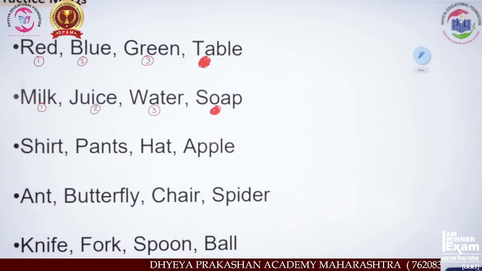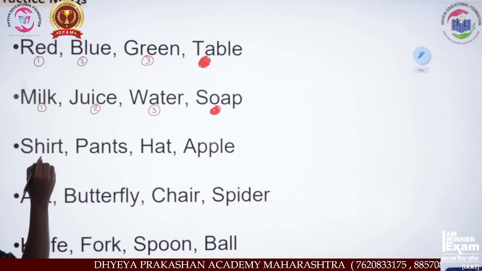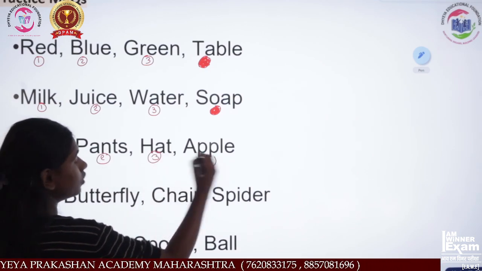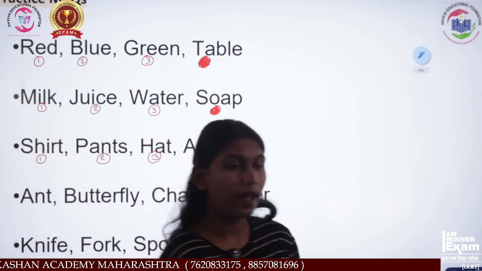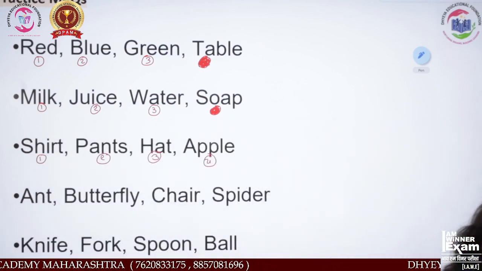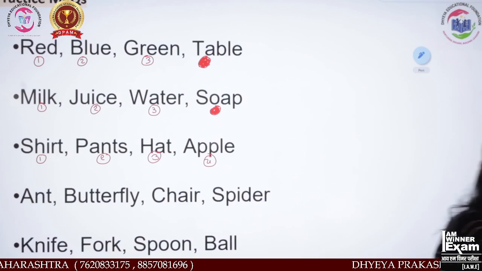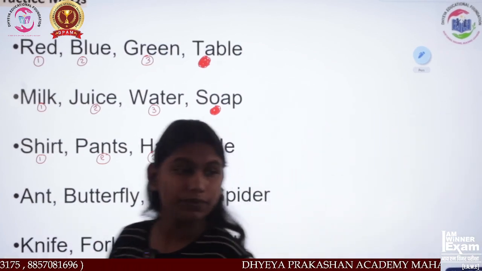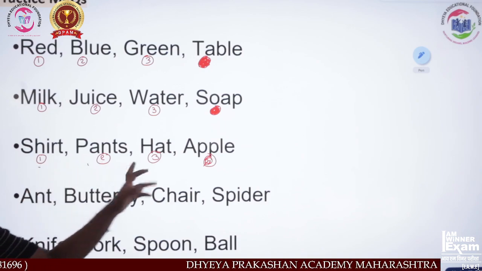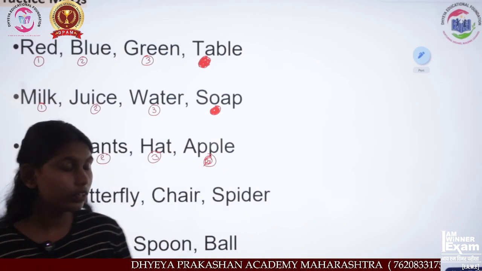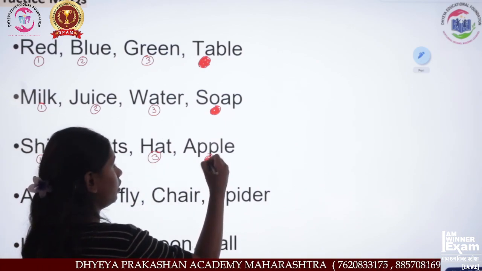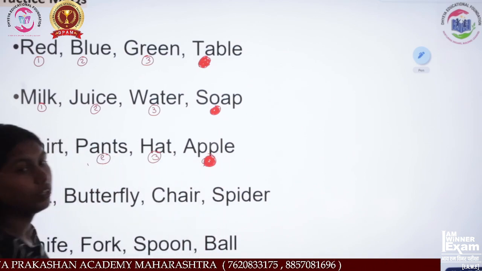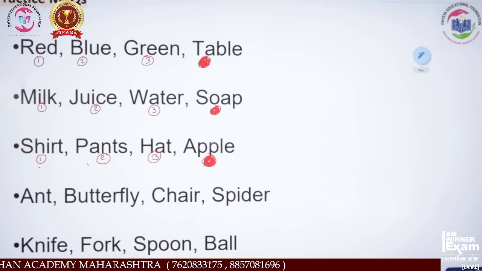Okay. Then next, shirt, pant, hat and apple. Now which is the different one here? That is the apple. Now why is apple different? Because shirt, pant and hat are the things that we wear, right? Means a kind of clothes, but apple is a fruit. So apple doesn't belong to this group.